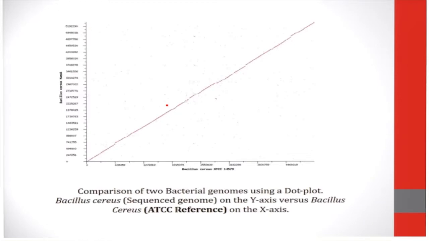This is an example of a dot plot which compares two bacterial genomes. As you can see, the bacterial genome, which is the query, is designated on the y-axis, and the reference genome is designated on the x-axis. The comparison in terms of the dot plot reveals certain discrepancies in the genomes which are indicated within the circular regions. As you can see, those represent regions at which the genomes are not similar.